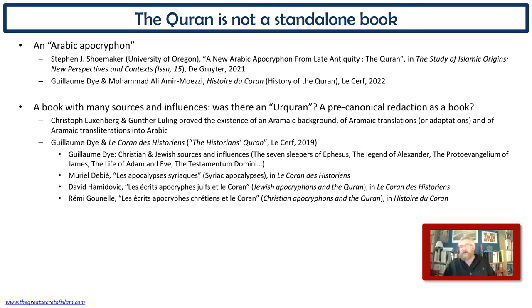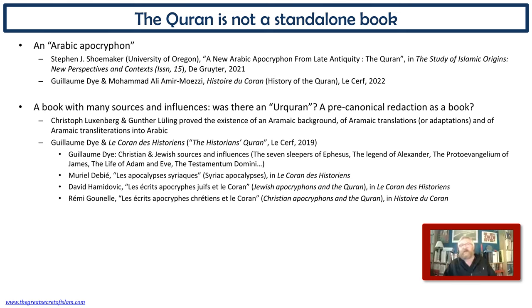There are many Syriac texts about the apocalypse. And we have, for example, the story of Gog and Magog and the wall that Alexander is building to contain Gog and Magog. All those stories that we find in the Quran were already there in the religious context of the 7th century. And we have Syriac texts that show those stories. And it's the same with Jewish stories. There are many Jewish apocryphal texts showing stuff that we find in the Quran.